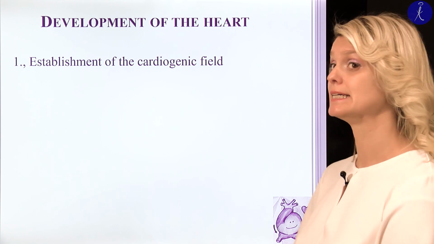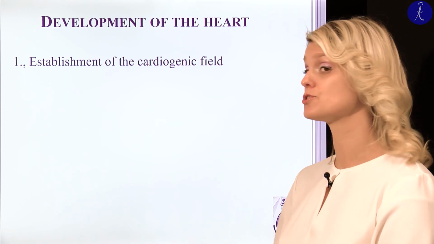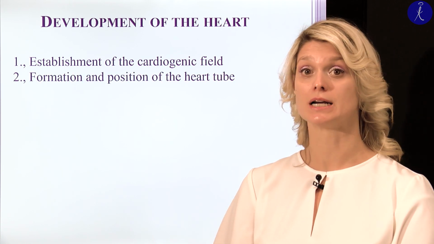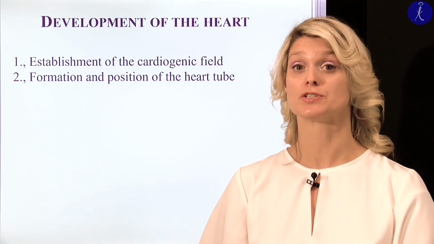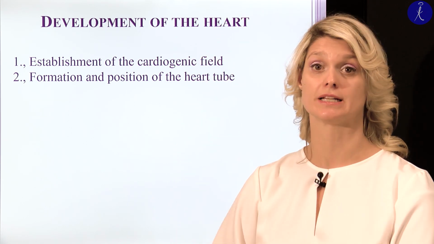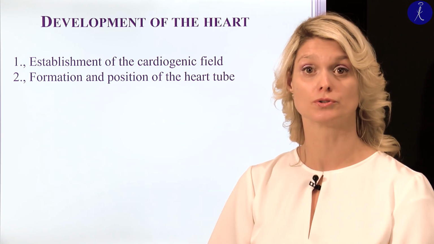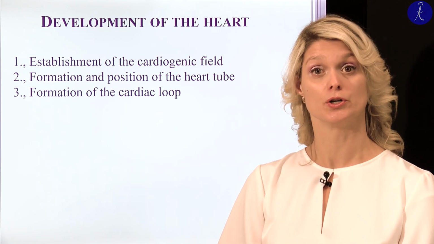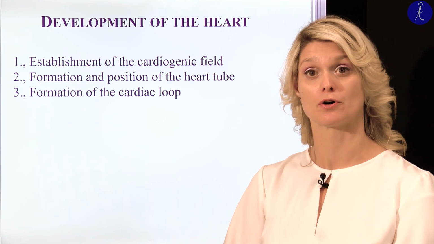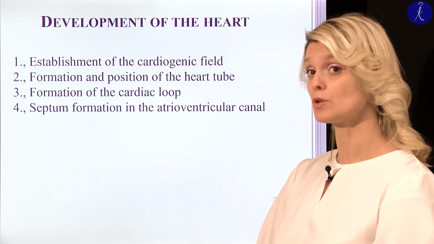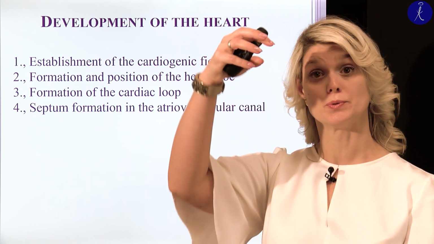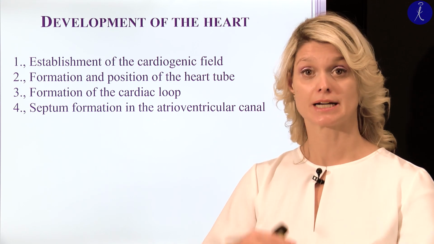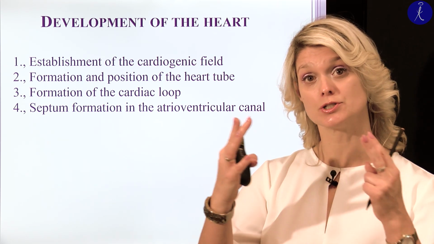First, we will talk about the establishment of the cardiogenic field. After, we will see the formation and the main parts of the heart tube, because first the heart originates from a tube-shaped organ which is called the heart tube. After, we will talk about the looping of the cardiac loop, the different parts of it, the formation of the loops. After, of course, we have to divide this tube into atria and ventricles, and after we have to separate the common atrium and the common ventricle into two parts.